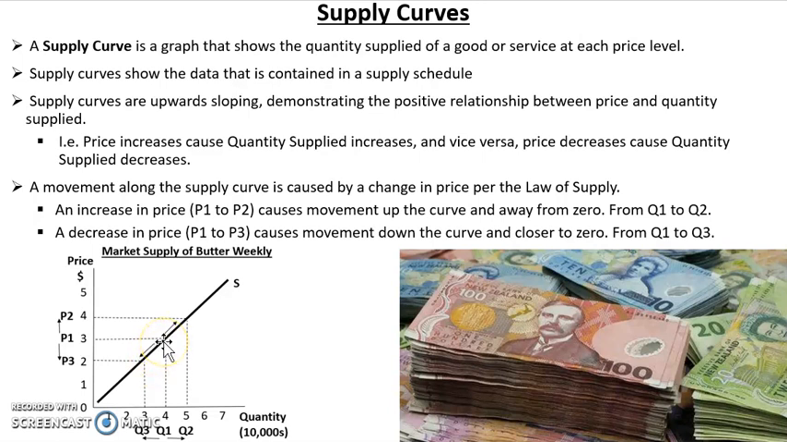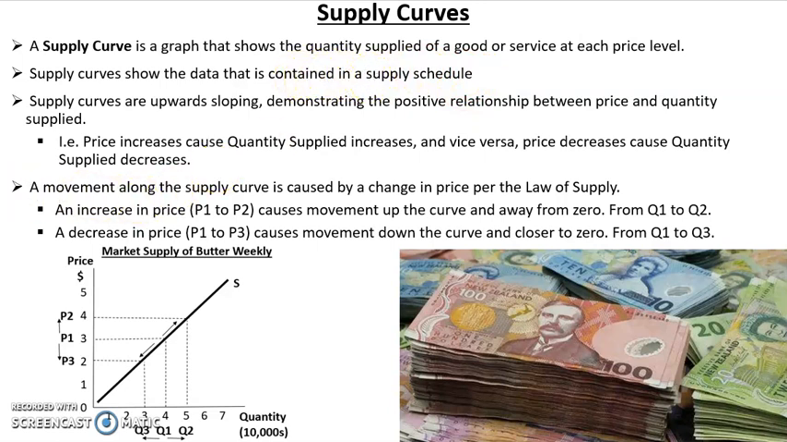On the other side of the coin, if we increase the price from P1 to P2, or $3 to $4, we get an expansion in quantity supplied, a movement along the curve, upwards on both axes. So we'll see at $4 or P2, that matches a quantity supplied of 50,000 units, or 50,000 tubs of butter, which we referred to as Q2 here. So supply curves are built from the data contained in a supply schedule.